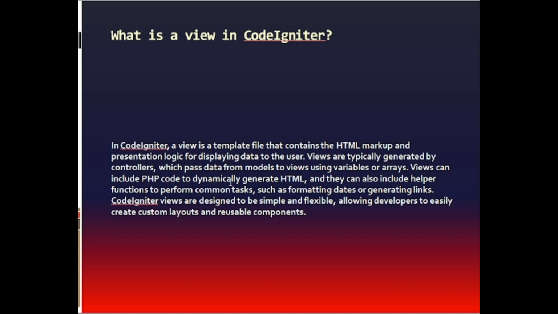Next, what is a view in CodeIgniter? A view is a template file that contains the HTML markup and presentation logic for displaying data to the user. Views are typically generated by controllers, which pass data from models to views using variables or arrays. Views can include PHP code to dynamically generate HTML, and they can also include helper functions to perform common tasks such as formatting dates or generating links. CodeIgniter views are designed to be simple and flexible, allowing developers to easily create custom layouts and reusable components.